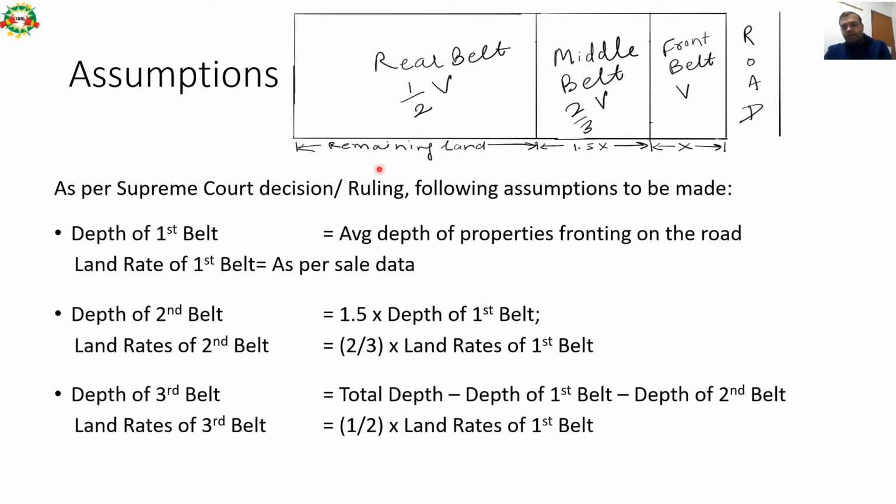And this is the third belt, the rear belt or last belt. What will be the depth of the last belt? It is equal to total depth minus depth of the first belt minus depth of the second belt. Whatever total depth is there, we have to reduce the depth of the first and second belts, and the remaining depth will be available for the third belt, which is called the rear belt. The land rate to be considered for the third belt for valuation is equal to half of the rate of the first belt. So whatever rate we have considered for the first belt, say if it is 100 rupees, then the land rate for the rear belt will be 50 rupees.